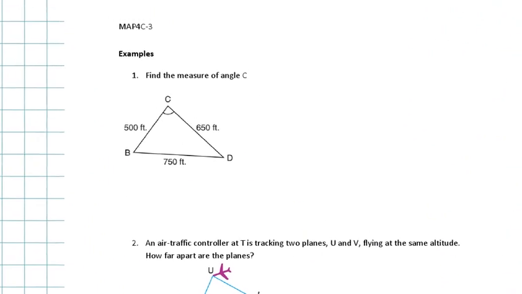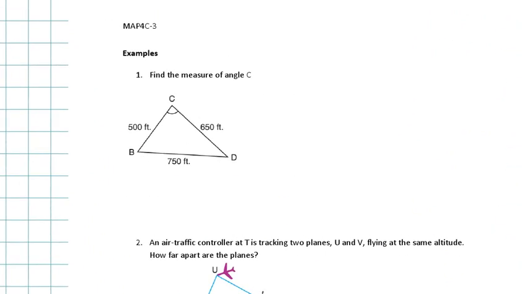So what scenario do I have here? All three sides, so I'm looking to find angle C. So let's name the sides. So C, D, B. Okay, what was my formula?